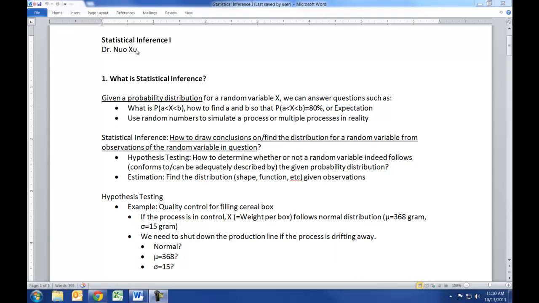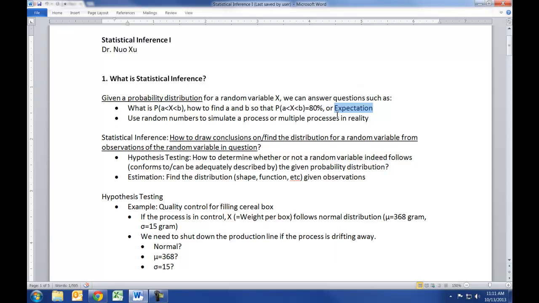We'll start our lecture on statistical inference today. So far we have discussed, given a probability distribution for a random variable, how can we answer questions such as, what is the probability of x, the random variable, falling between a and b? And given the probability of 80%, how do we find a and b, the two values? Also, we discuss how do we calculate expectation.